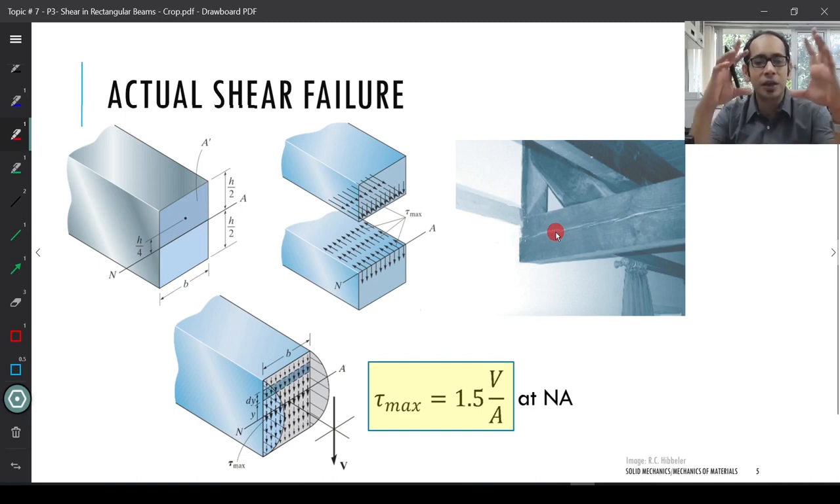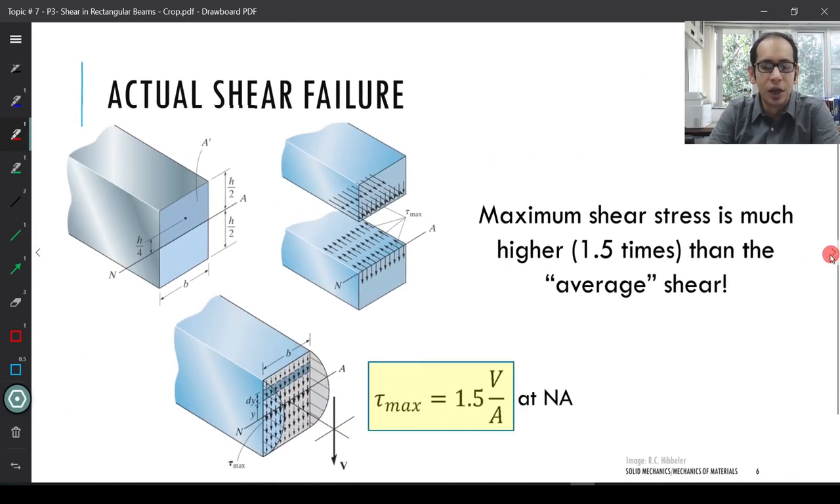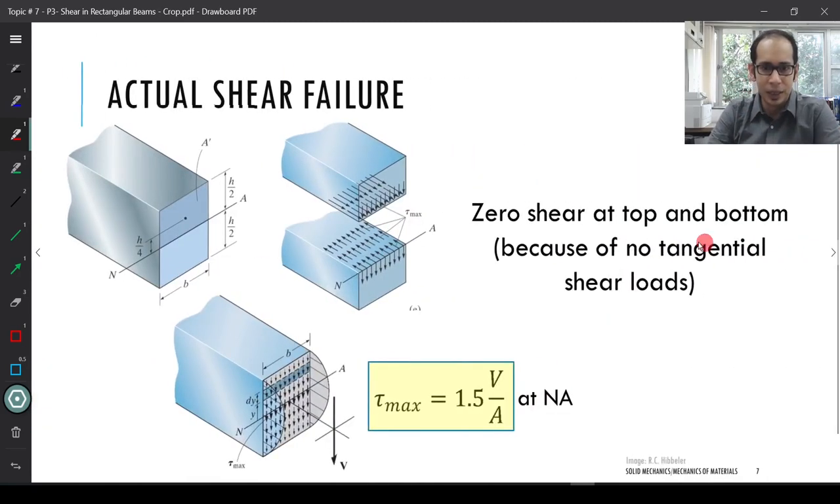So in a nutshell, overall, what did we learn for beams with a rectangular cross section? What we essentially learned was that the maximum shear stress is much higher, that is 1.5 times the average shear, and it happens at the neutral axis. And since it's a rectangular cross section, the neutral axis is exactly at the center. Also, you have zero shear at the top and at the bottom over here. The reason, if you think about it intuitively, is that there is no tangential shear load at the top surface or at the bottom surface of the beam. So the complementary shear over here must also be equal to zero.